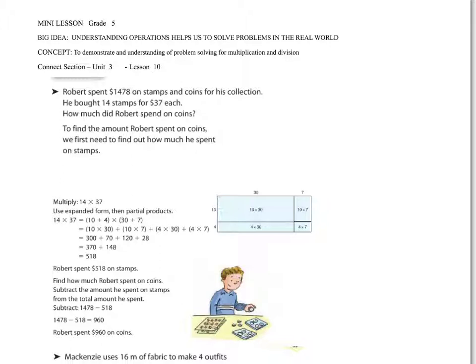Here we have Robert, who spent $147 on stamps and coins for his collection. He bought 14 stamps for $37. Wow, expensive stamps, $37 each. They must have been very rare stamps. How much money did he spend on coins? Ooh, this is a two-step question. First of all, I need to figure out how much money he spent on stamps. So I'm going to have to look.